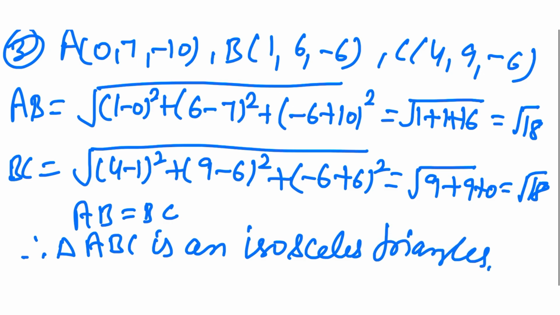Similarly, if we have to prove that it is an isosceles right angle triangle, there we also need to find the third side. That means AB, BC and AC, we have to check that the sum of the squares of two sides is equal to the square of the third side. If that is satisfied, it means it is an isosceles right angle triangle. For isosceles, two sides must be equal. For right angle triangle, we have to apply the Pythagoras property. So the sum of the squares of two sides is equal to the third side square.